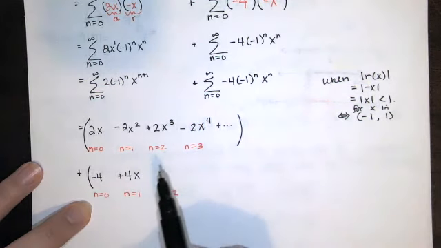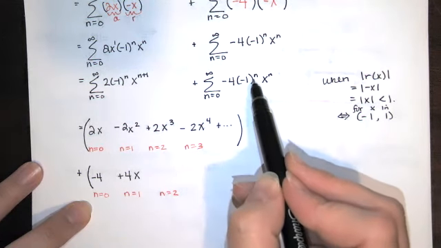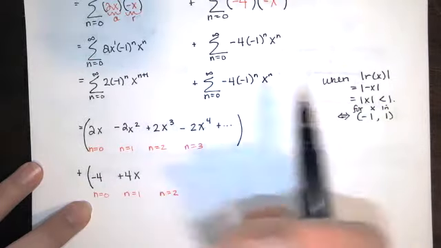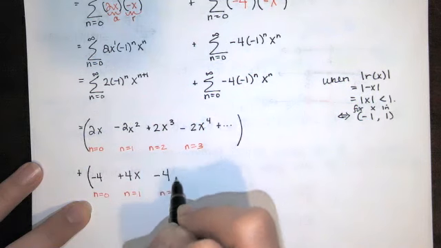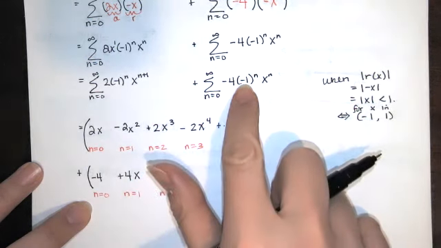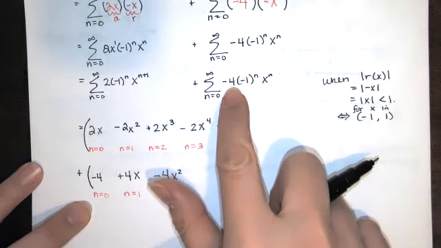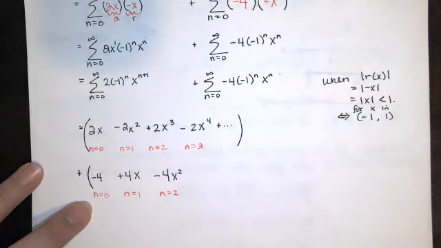And I hope you see what happens here. We have a negative 4, and then as n changes, this negative 1 to the n flips from negative to positive to negative to positive to negative to positive. So I think the next one is going to be negative 4 times x squared. But let's check it out. When n equals 2, negative 1 squared is negative 1 to an even power, which is 1. 1 times negative 4 is negative 4. Negative 4 times x squared goes right there.